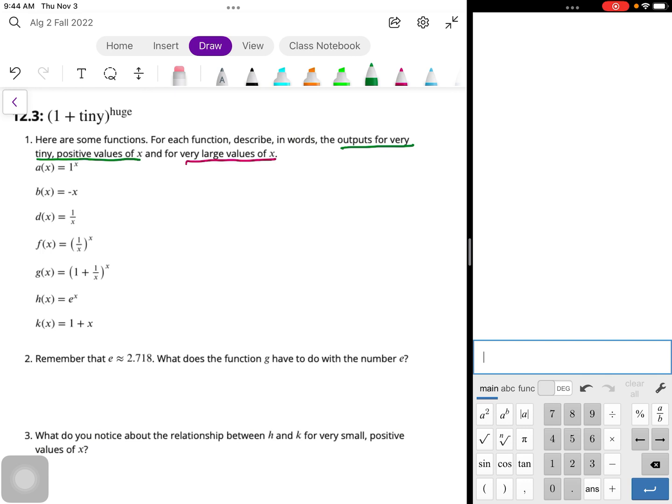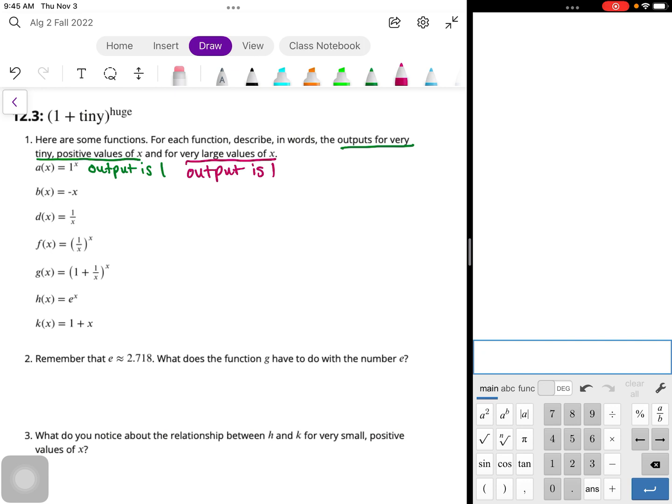All right, so very tiny values of x for A. Really, does it matter what you plug in there? If I plug in 1, 2, 3, I'm still going to get 1, right? That was supposed to be 1. And then the very large, if I raise 1 to the power of 1,000,000, what am I going to get? I am still going to get 1. So I'm always going to get 1 there. So my output there is also 1. So that is constant, right?